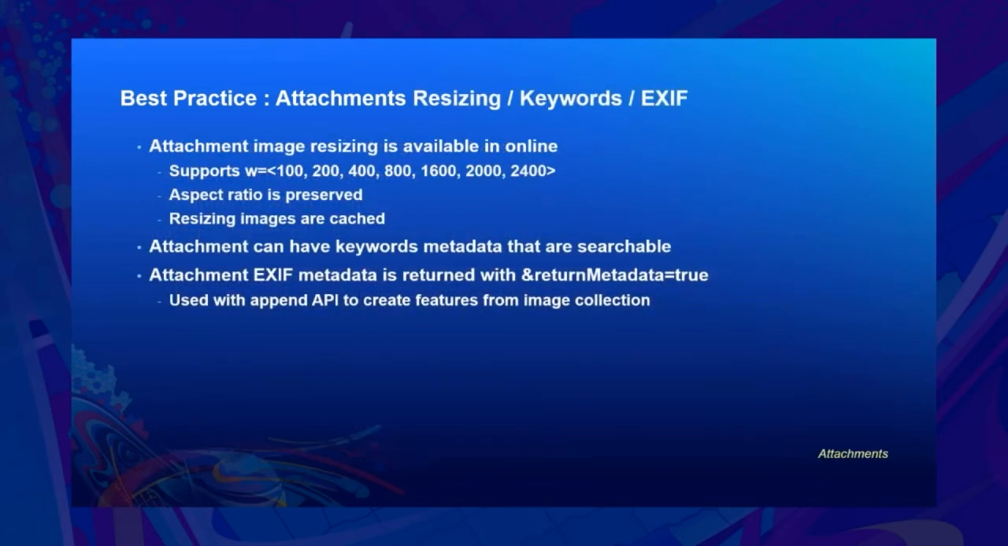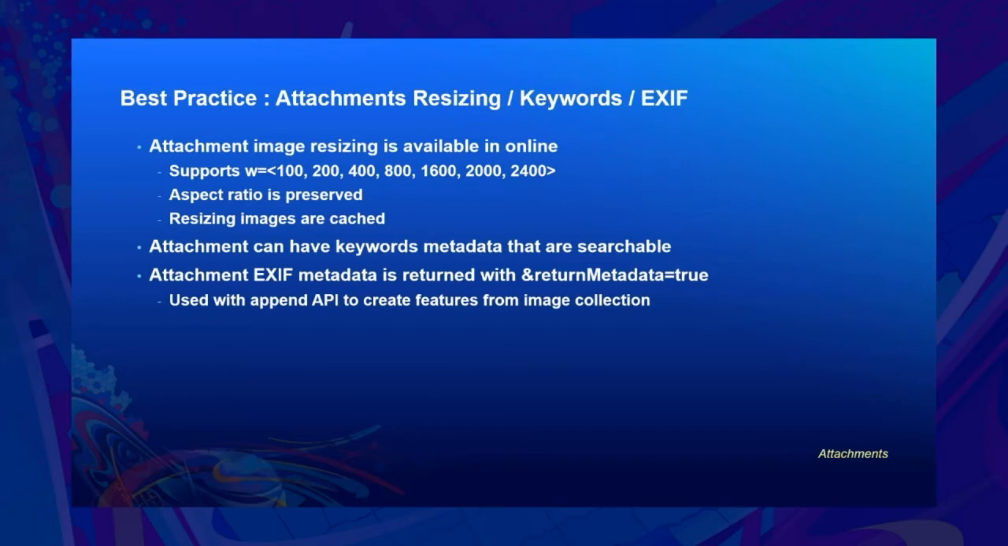Attachment resizing, keywords, and EXIF. This is supported as well, so you can actually build a solution using a thumbnail rather than the actual attachment. We do support predefined sizes from 100 to 2400. If you request less than 100, you get the actual attachment. If it's bigger than 2400, you'll get the actual attachment, and then we interpolate in between. Aspect ratio is preserved. Resized images are cached, so if you request the same resizing more than once, the second time it will come from the cache. So it's much more performant than getting the actual attachment.